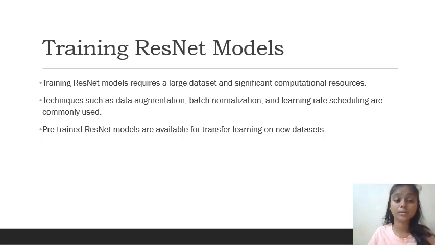Training ResNet models. Training ResNet models requires a large dataset and significant computational resources. Techniques such as data augmentation, batch normalization, and learning rate scheduling are commonly used. Pre-trained ResNet models are available for transfer learning on new datasets.